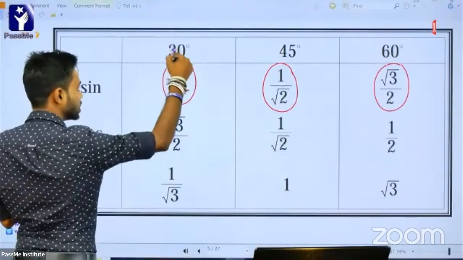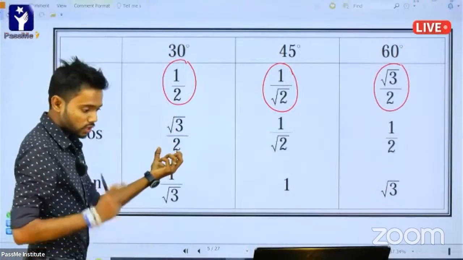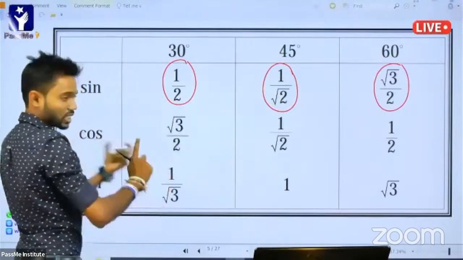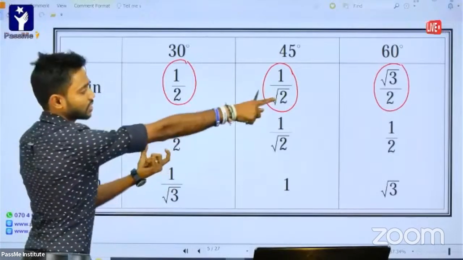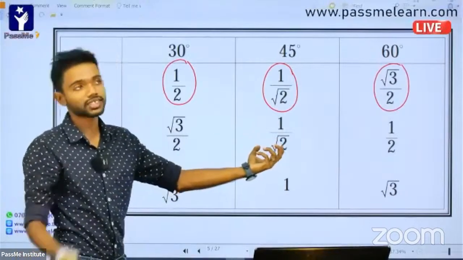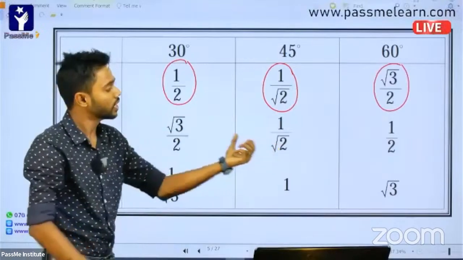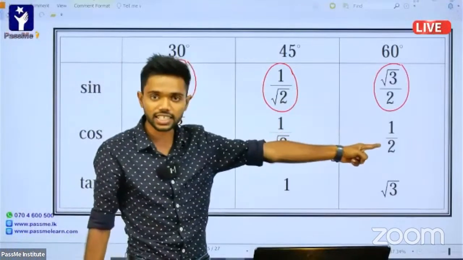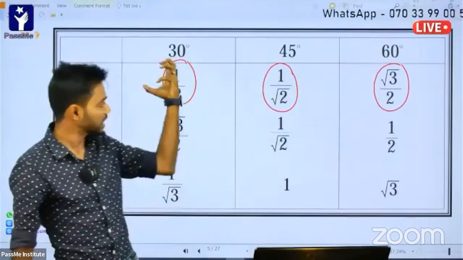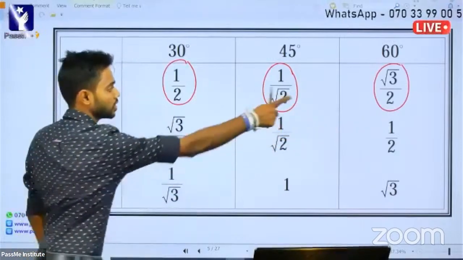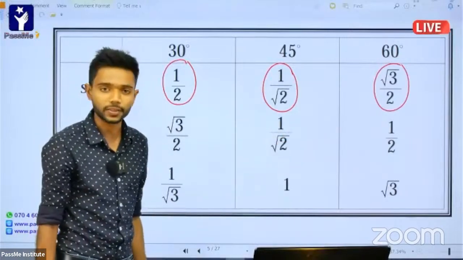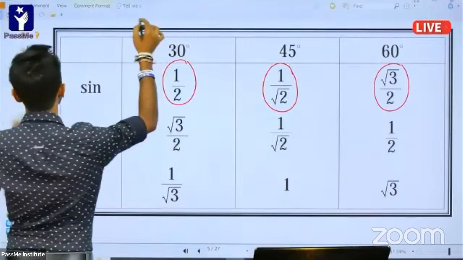Sine 30 is exactly equal to cos 60, isn't it? Cos 30 is equal to sine 60. This value comes here. And cos 45 is equal to sine 45. And if you want to find cos 60, that is exactly equal to sine 30. So this one comes here, this one is the same as here, and this one is here. So what is the sequence here? I will write it here.